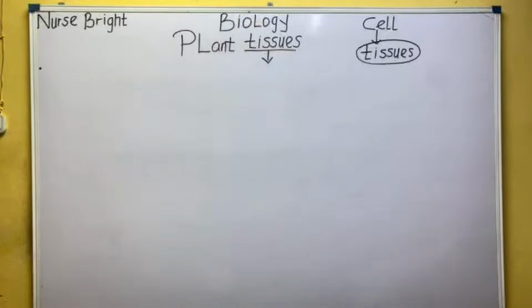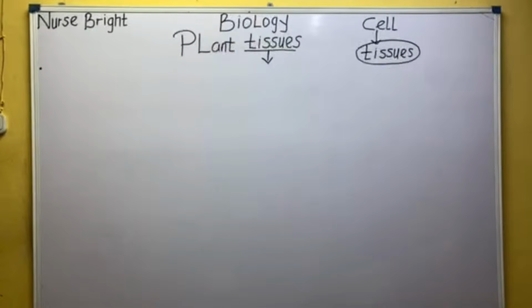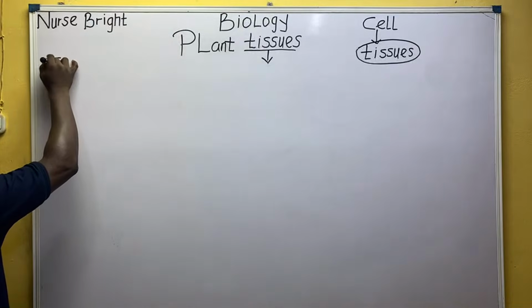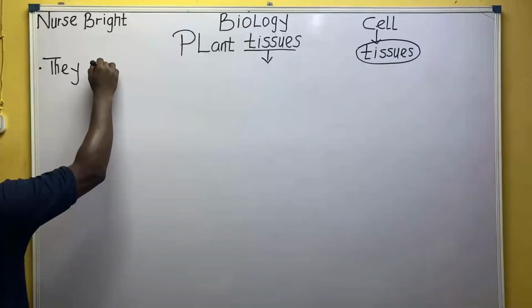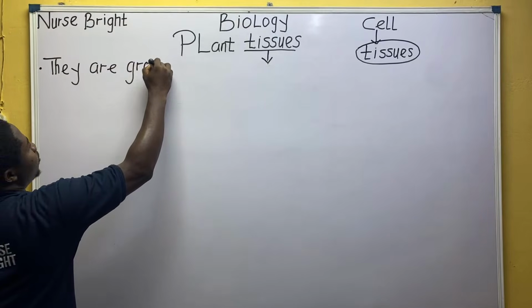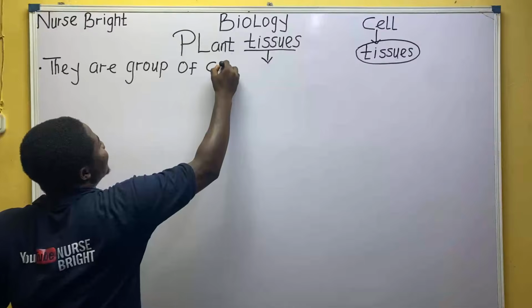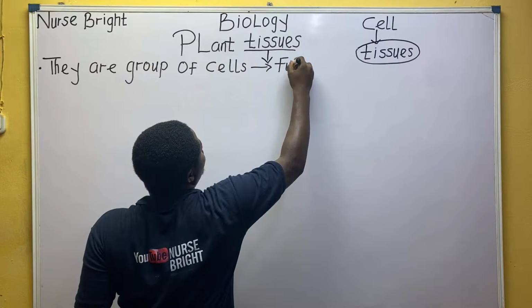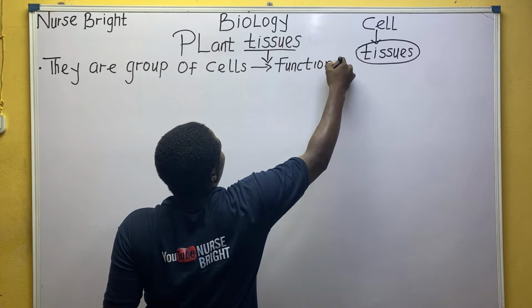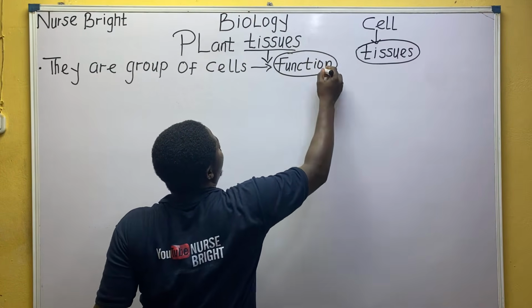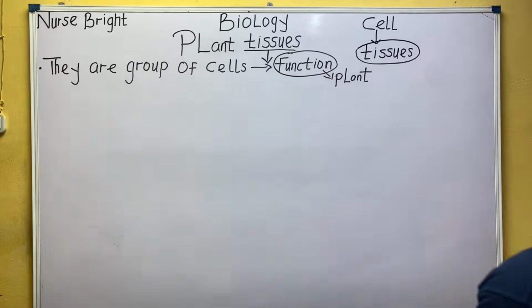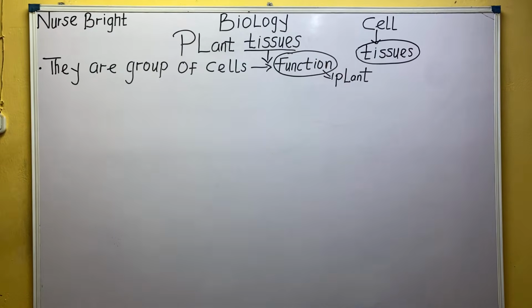I believe you guys are following me. So plant tissues are a group of cells that perform certain functions in a plant. They are a group of cells that basically perform functions in a plant, because we are relating it to plants in general. Are you guys following me? So that is for that.